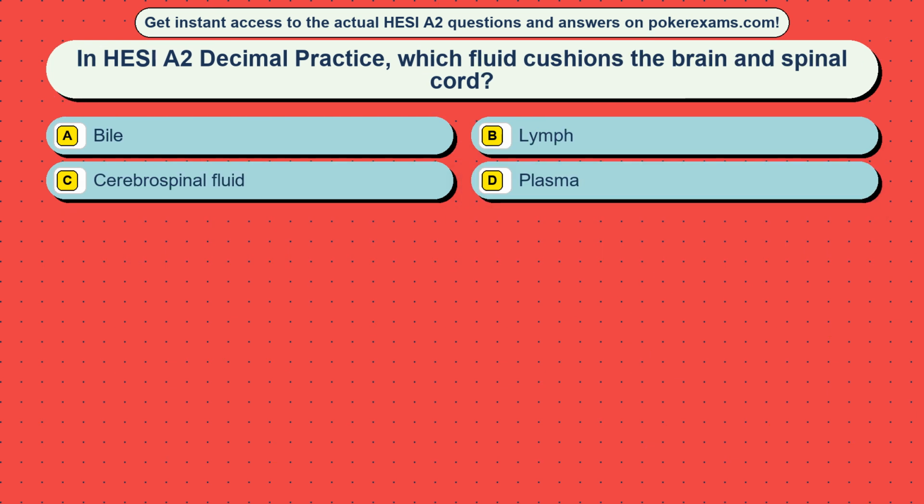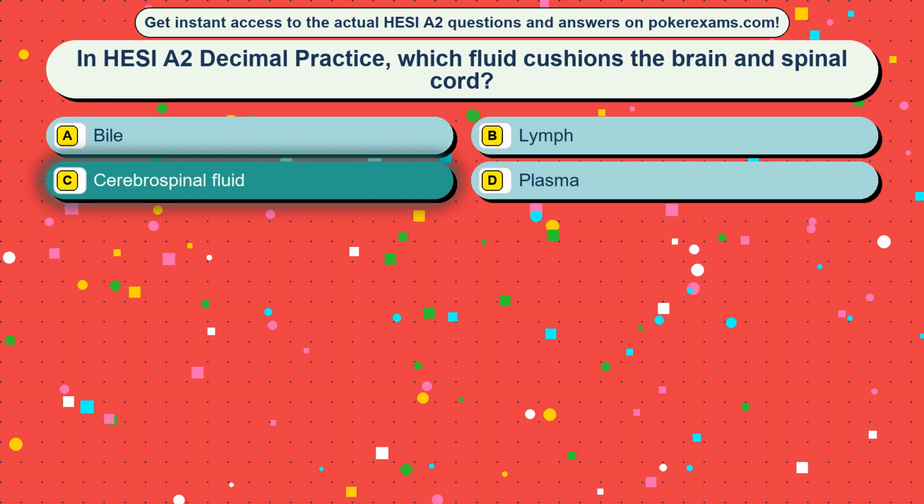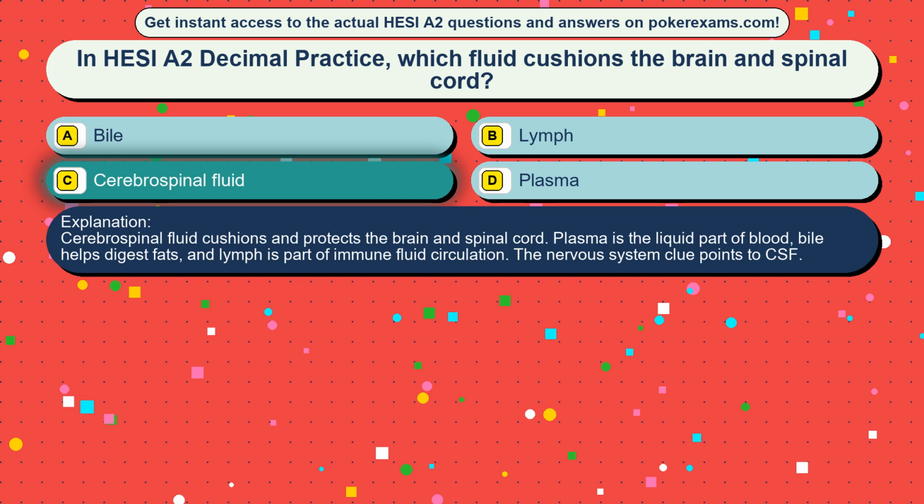Question 43. In HESI A2 decimal practice, which fluid cushions the brain and spinal cord? Option A, bile. Option B, lymph. Option C, cerebrospinal fluid. Option D, plasma. The correct answer is option C, cerebrospinal fluid. Cerebrospinal fluid cushions and protects the brain and spinal cord. Plasma is the liquid part of blood, bile helps digest fats, and lymph is part of immune fluid circulation. The nervous system clue points to CSF.